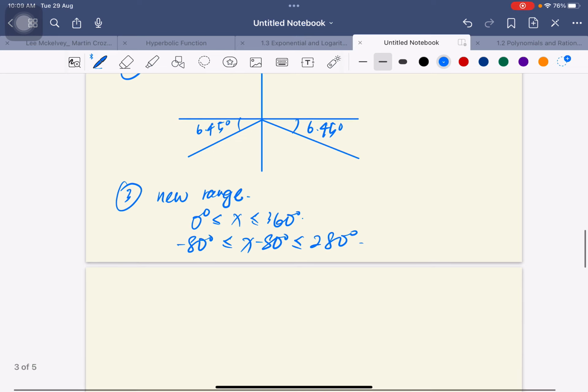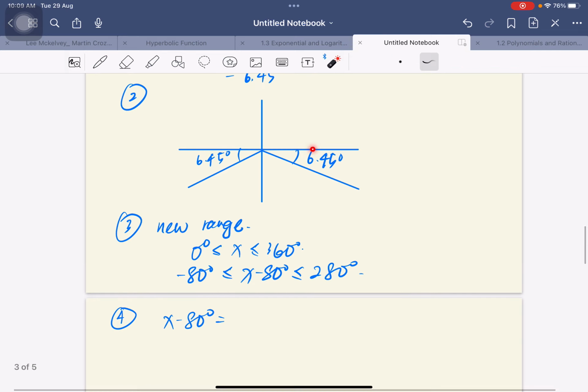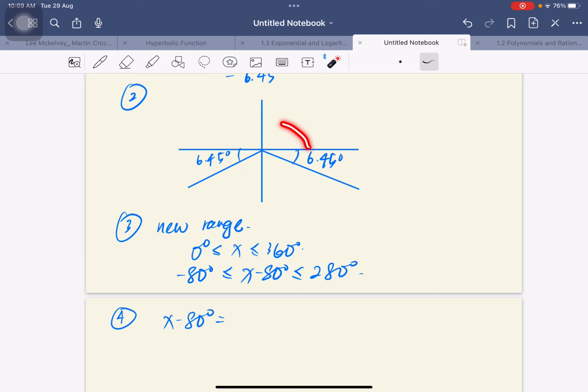Okay, so fourth step, look for the answer. X minus 80 degree equals to the first one, which is this, from here to here. We know that a straight line, this one will be 180 degree, and further extend by 6.45. So this will be 180 plus 6.45.